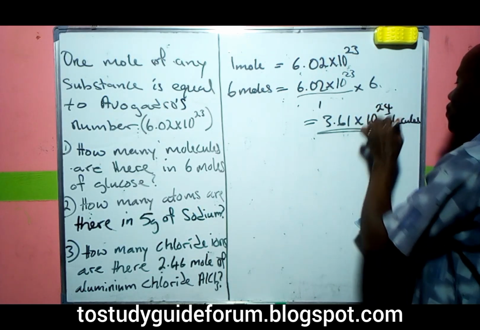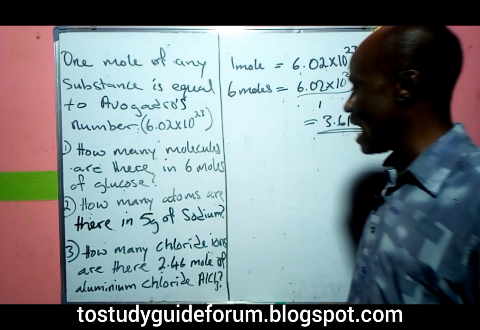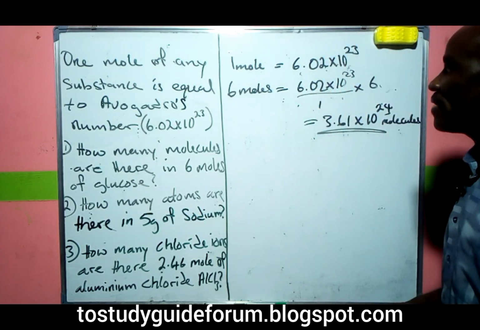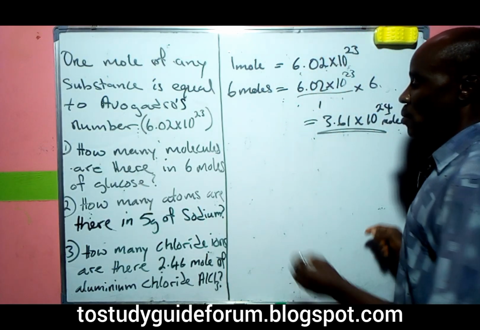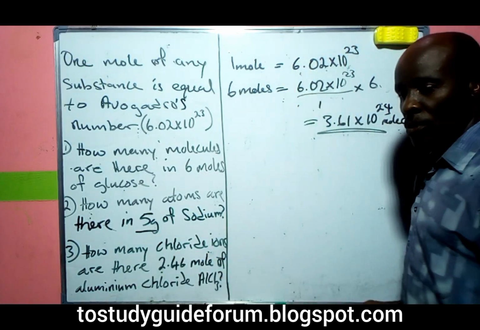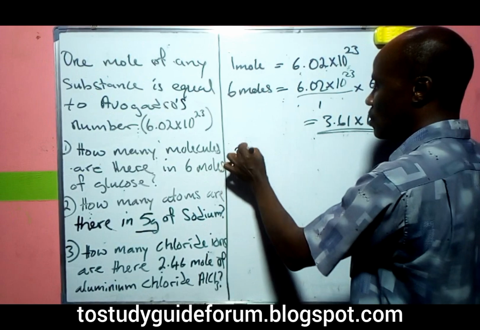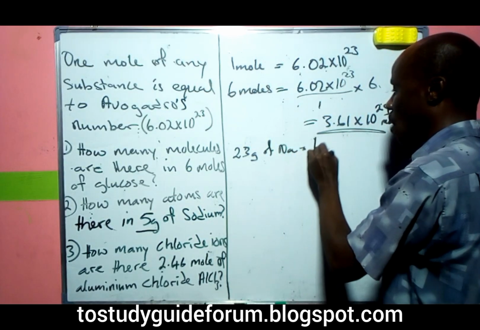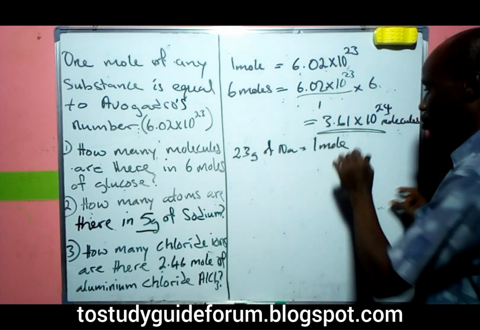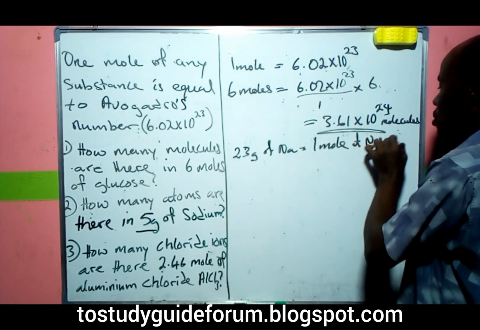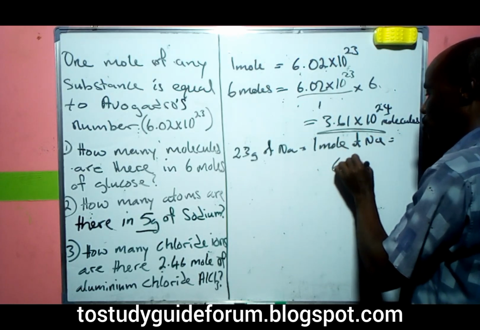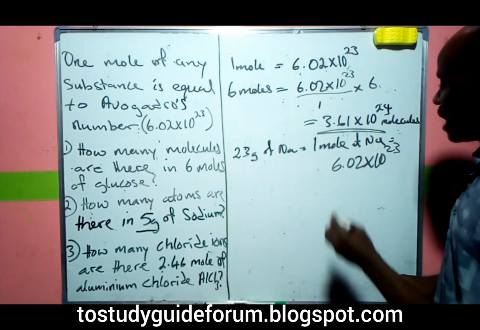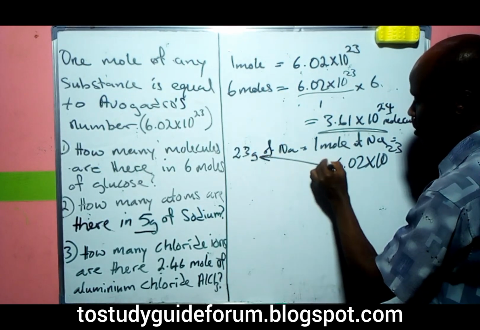Sorry, it's 24. So the next one says, how many atoms are there in 5 grams of sodium? Now, what does it mean? Look at it, we're talking about grams now. It's in grams, and we know that 22 grams of sodium is equal to 1 mole of sodium, and also equal to 6.02 times 10 raised to the power 23. That is for the Avogadro's. So since it's like that, it means also that this is equal to that.